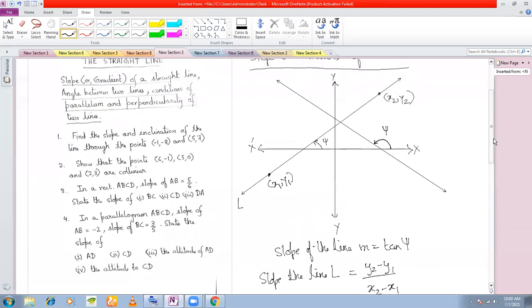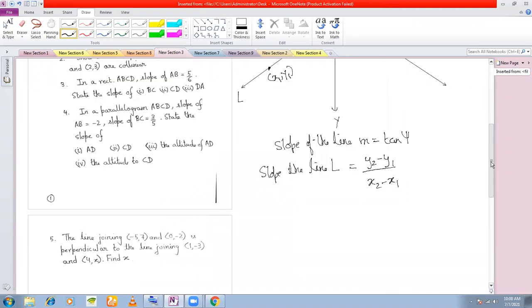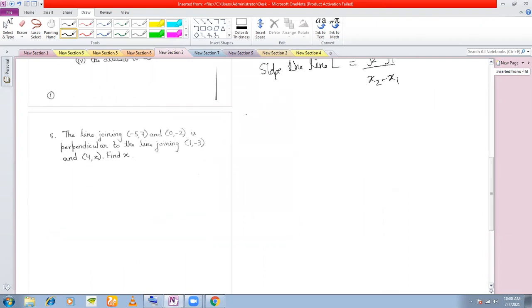So if you have 2 points on the straight line, x1, y1 and x2, y2, you can find out the slope of the straight line by this formula, y2 minus y1 by x2 minus x1. I think this also I covered last year. Okay. Next is a very important condition, which is called the condition of parallelism and perpendicularity. Okay. Condition of parallelism, first of all.